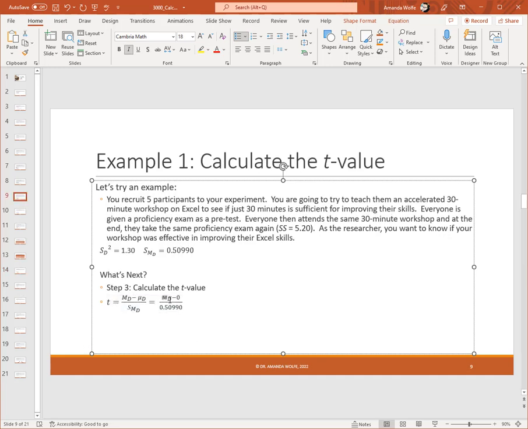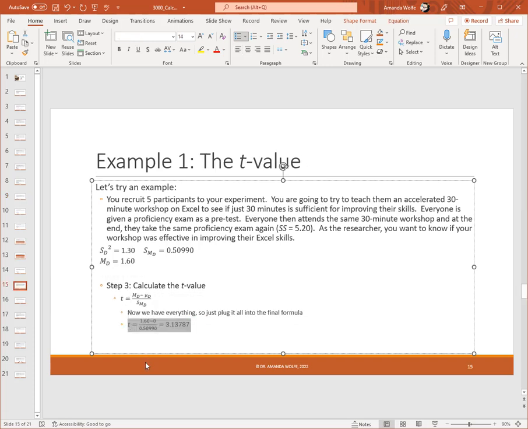So we can substitute in 1.60 for our mean difference. Again, mu difference defaults to 0, and then the denominator is that standard error we already found. So go ahead and pause again and come up with your answer. For our t statistic for this data set, you should have gotten 3.13787. And again, that's a positive number.